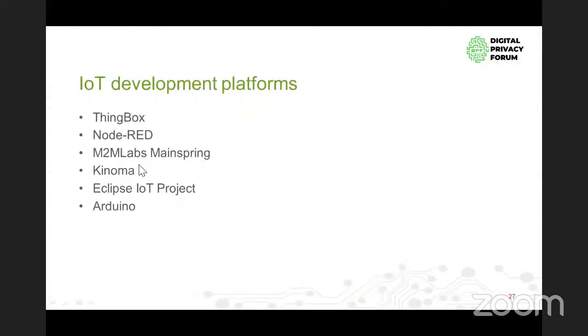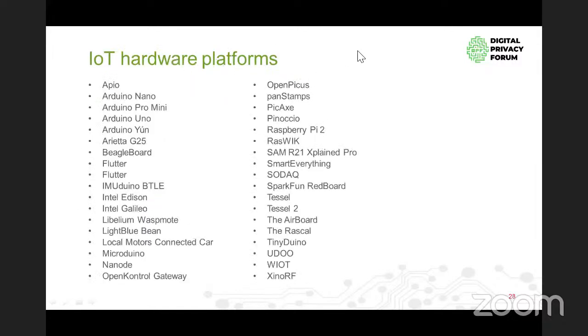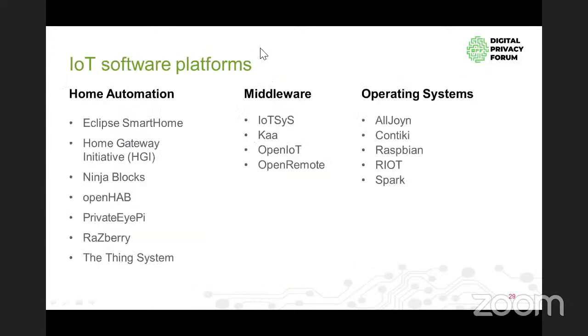Development, you can have ThinkBox, you can have something called Kinoma or Arduino, which is very commonly known to most of you. And then we have hardware platforms. You want to have hardware, Arduino, or something like Raspberry Pi, which is very commonly known. So these are hardware platforms. Software platform, we have something called OpenHab, Raspberry, or the Think System. This is for home automation based on what you want to use.